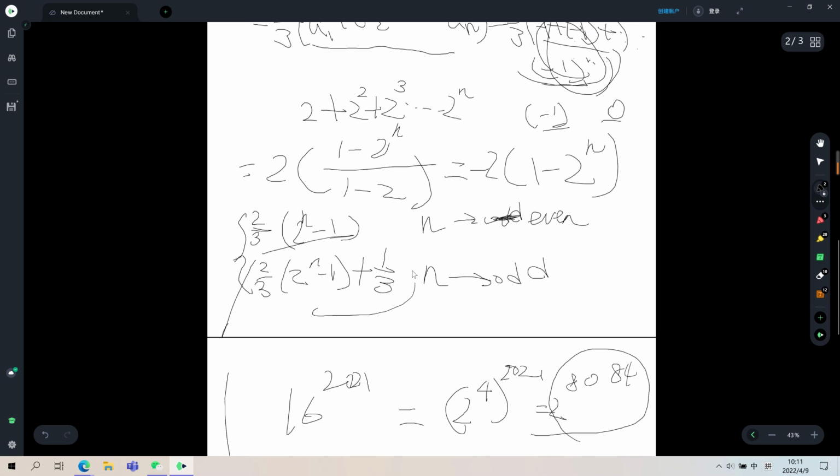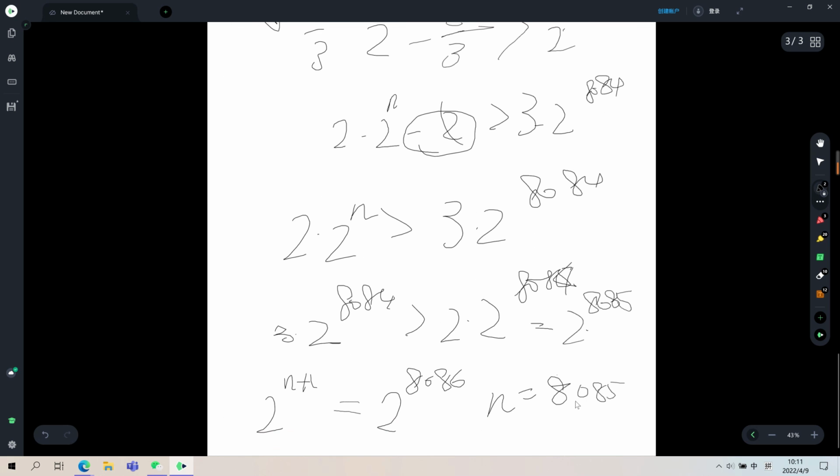Also for the other equation, the difference between these two equations is only 1/3, but 1/3 is very insignificant compared to 2 to the power of 8085 or 8084, so we can actually ignore that. Therefore, the answer to this question is n equals 8085.